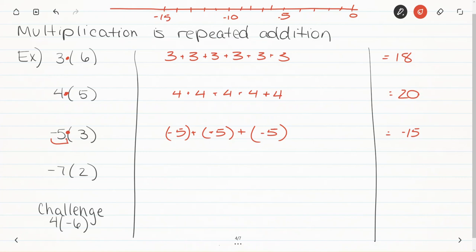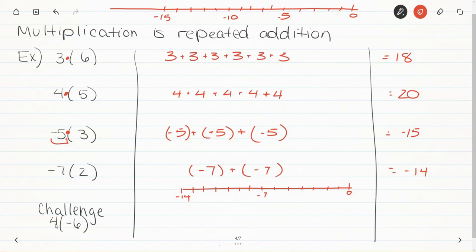I want you to try negative 7 times 2. So go ahead, take a second, see if you can write that out as repeated addition and figure out what the answer would be. So when you write this one out, it would be negative 7 plus negative 7. And negative 7 plus negative 7 would be negative 14. Because if you think about it on the number line, if this is 0, negative 1, negative 2, 3, 4, 5, 6, 7. So there's the first negative 7. And then I have to go negative 7 more. Negative 8, 9, 10, negative 11, negative 12, 13, and 14. So there's negative 14. So you can use number lines to help you with this activity.